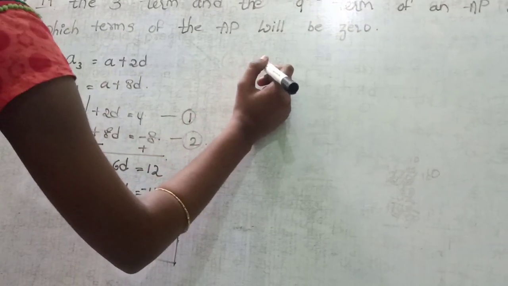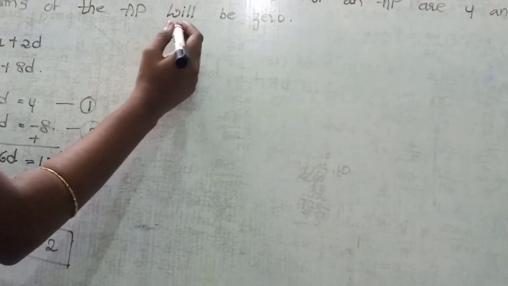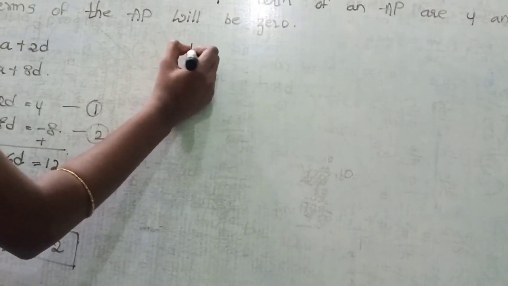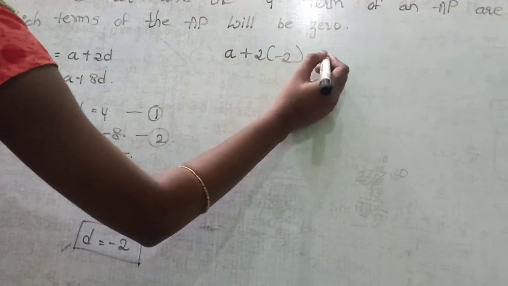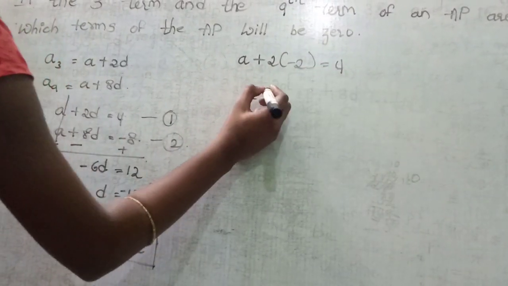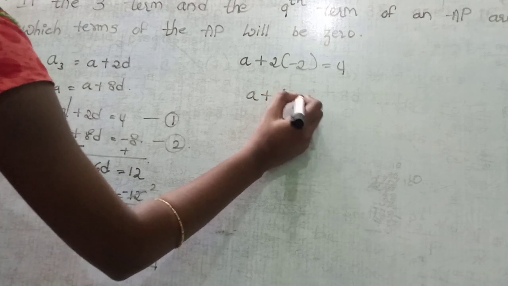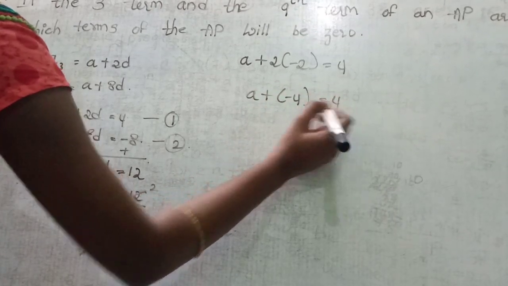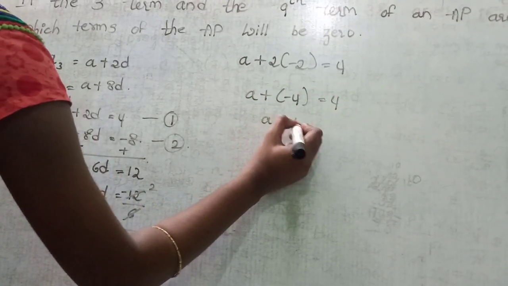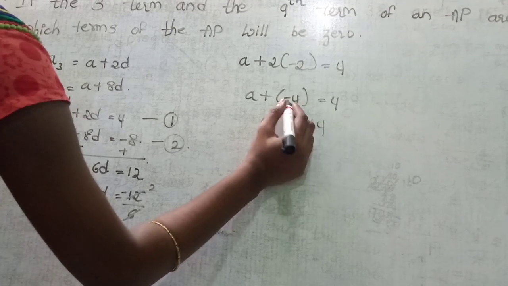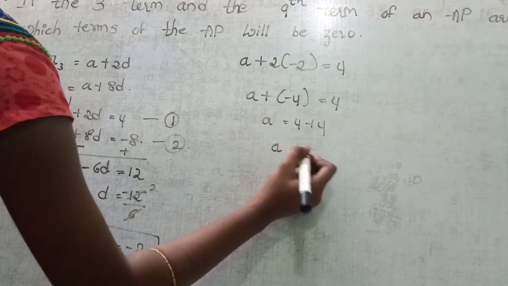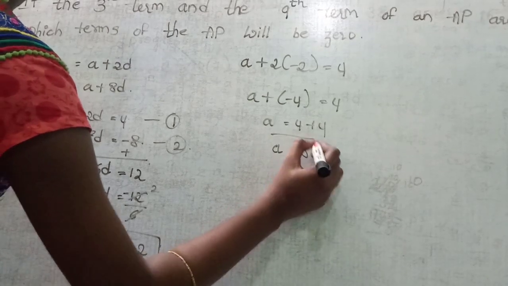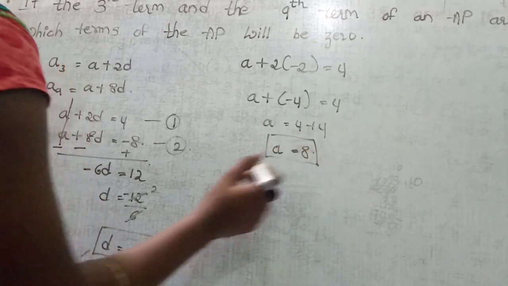Now we know the value of D. Now we should find the A. Substitute in the first equation. A plus 2 into minus 2 is equal to 4. A plus minus 4 is equal to 4. A is equal to 4 plus 4. If the minus goes that side, it becomes plus. So 4 plus 4 is equal to 8. Therefore A is equal to 8.